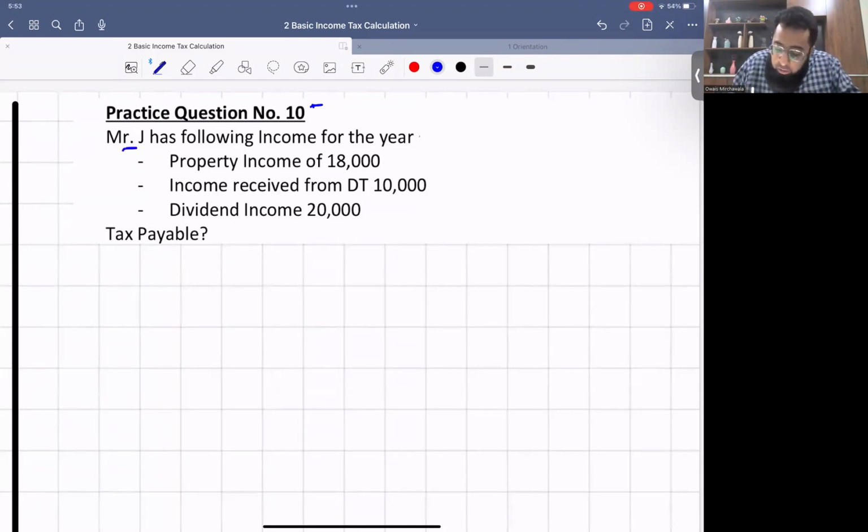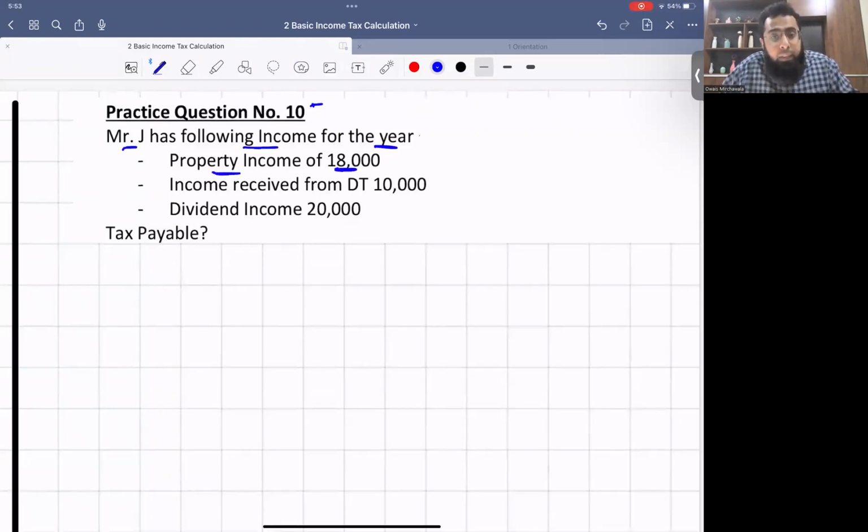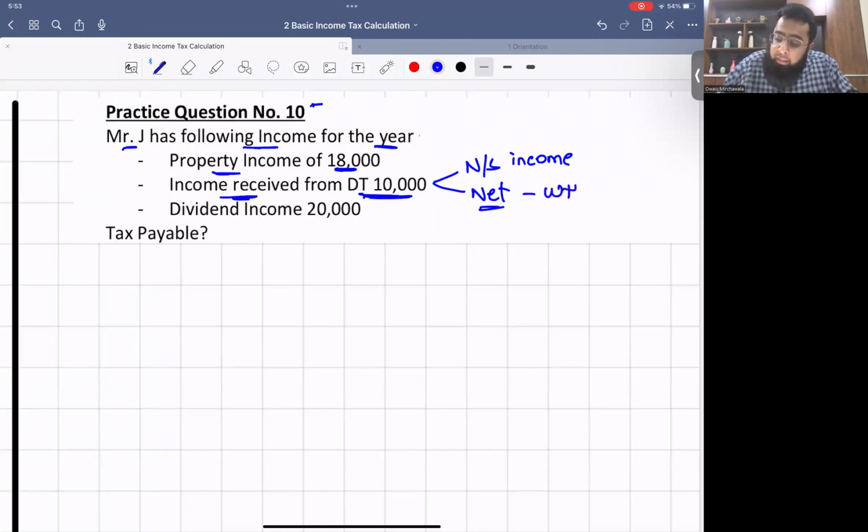Okay. Mr. JS has the following incomes for the year. Property income 18,000. Income received from DT 10,000. Okay. Now the income of DT is classified as non-saving income. Examiner has not written anything, so we assume that the amount which is given is net. Withholding tax, advanced tax of 45% is adjusted from it. Dividend income is 20,000. Let's look at it.